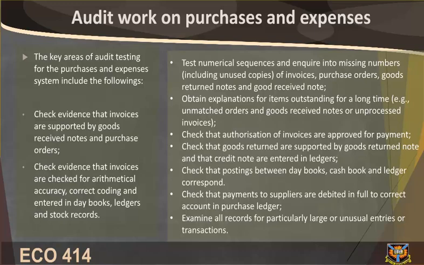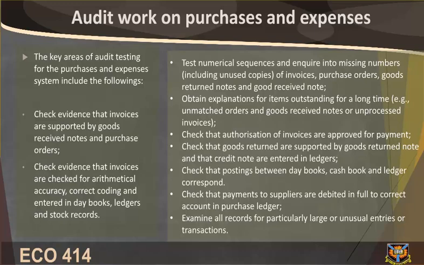Test numerical sequences and inquire into missing numbers, including unused copies of invoices, purchase orders, goods returned notes, and goods received notes. Obtain explanations for items outstanding for a long time, for example, unmatched orders and goods received notes or unprocessed invoices.